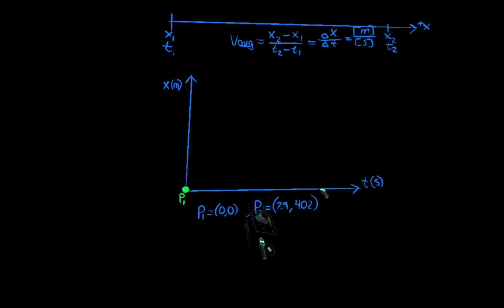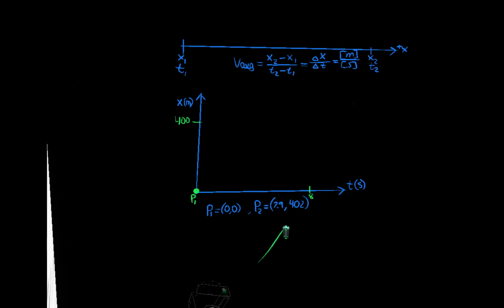And let's call this 8 seconds. Let's call this 400 meters. So then our P2 would be just shy of 8 seconds and just above 400 meters here. That's our P2.